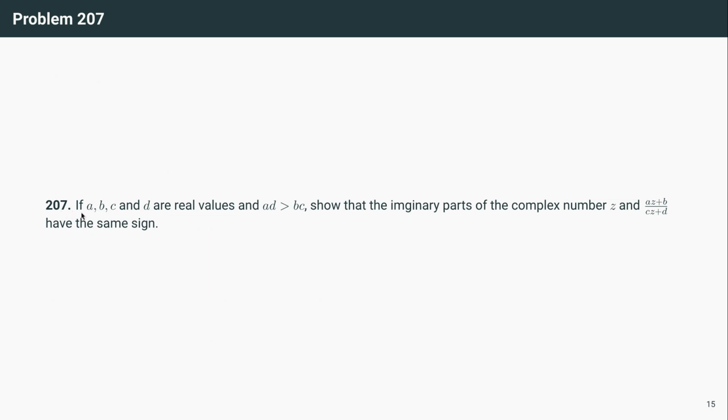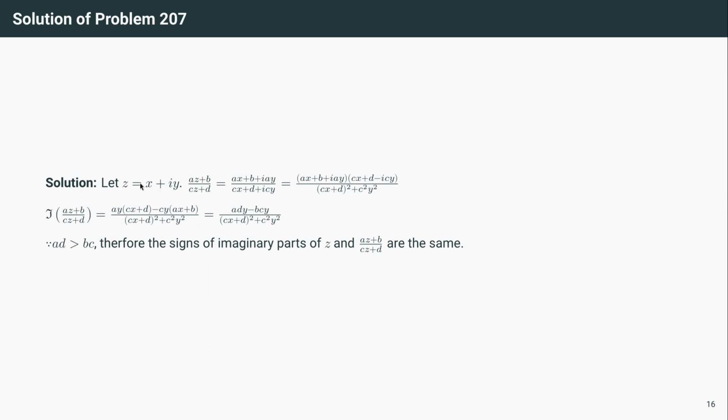Question 207 says that if a, b, c and d are real values and ad is greater than bc, show that the imaginary parts of the complex number z and (az + b)/(cz + d) have the same sign. So we let z = x + iy and we have (az + b)/(cz + d) equal to this much.